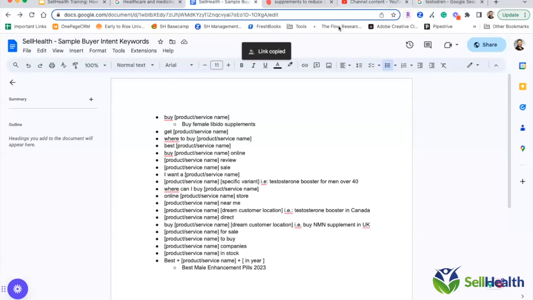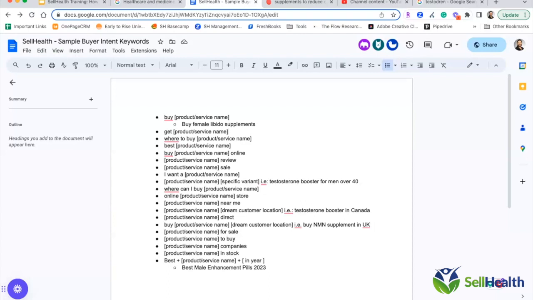Basically, these buyer intent keywords are where you're going to see the most success, because these are keywords that help target the type of person you're looking for. So let's go down a list: buy female libido supplements, get female libido supplements, where to buy female libido supplements, best female libido supplements, buy female libido supplements online.